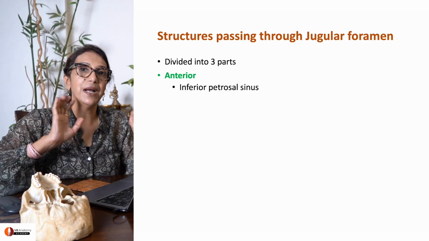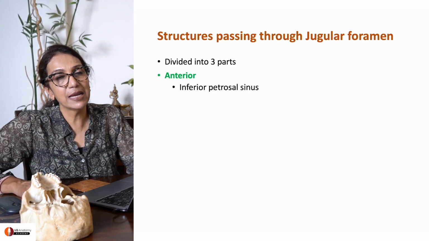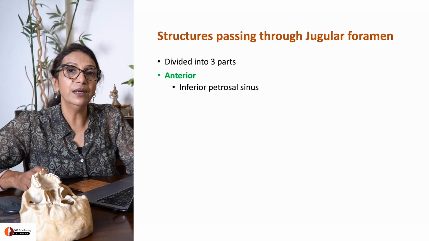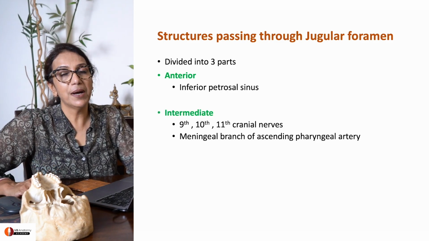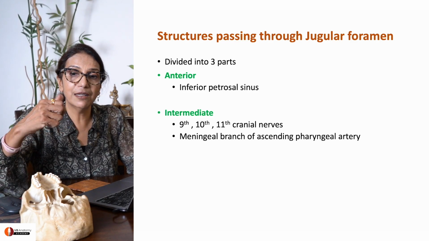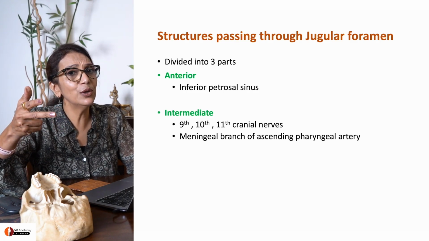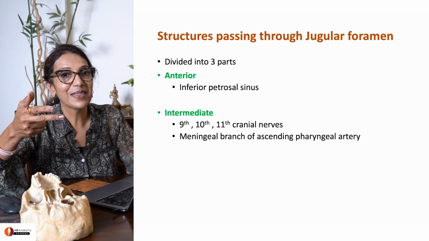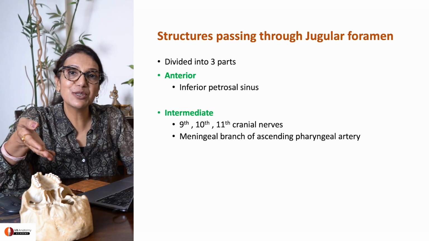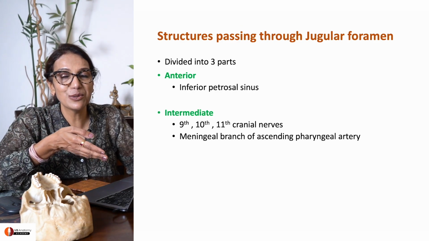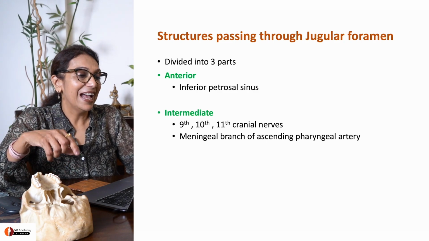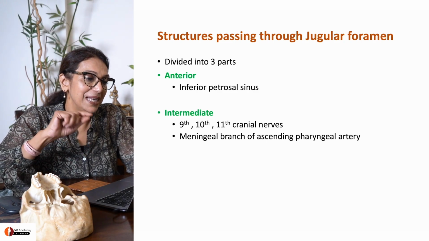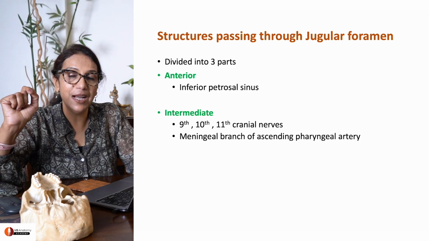Through the anterior part passes your inferior petrosal sinus, going down to drain into the internal jugular vein. Through the intermediate part pass the three cranial nerves, 9th, 10th, 11th. Why not 12th? Of course, why not? Because it has its own canal, so it doesn't need to pass through the jugular. It has a hypoglossal canal. And also passing through this is the meningeal branch of ascending pharyngeal artery.